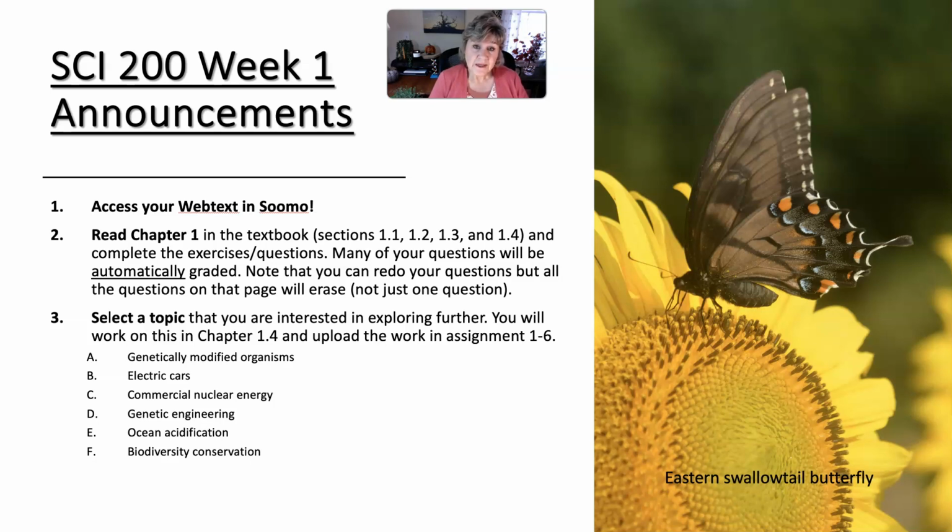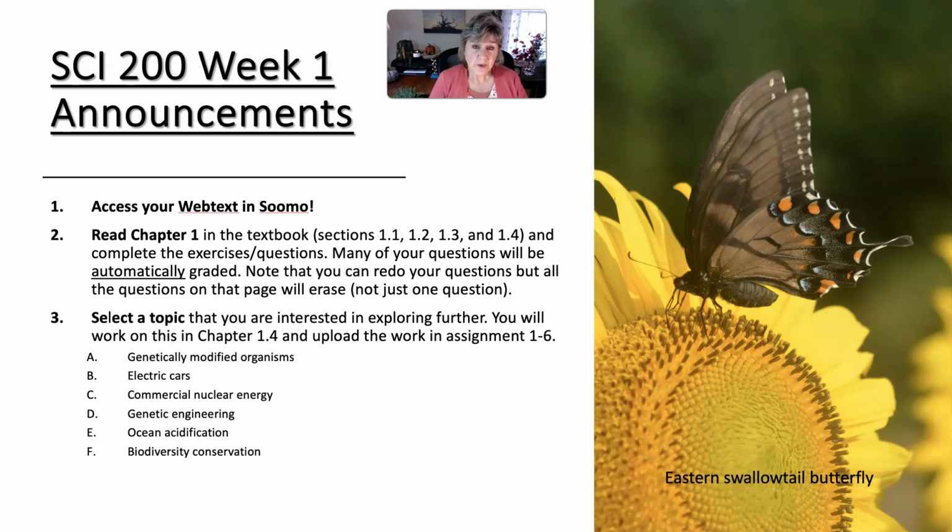Ocean acidification. This is where the pH of the ocean water is decreasing because of excessive carbon dioxide that's in the atmosphere, and that is diffusing into the ocean water and lowering the pH. And what are the effects of that? If you change the pH of the ocean water, what's going to happen with the marine life there? That's an issue.